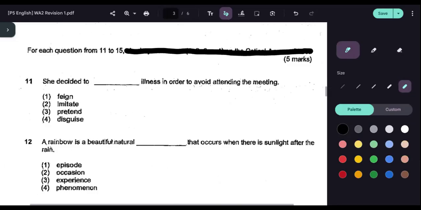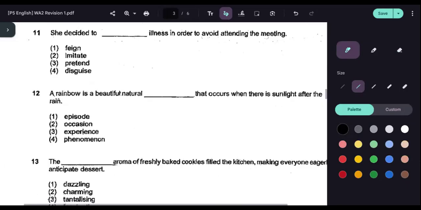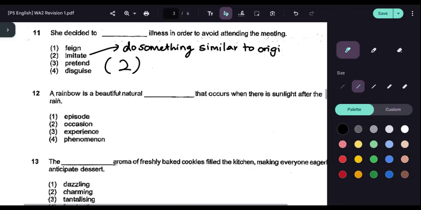Okay, let's start. Question 11. This is vocab already. She decided to blank illness in order to avoid attending the meeting. Okay, she decided to imitate illness. Okay, imitate means to do something that is similar to the original. Which means let's say, okay, I imitate this person's voice. Okay, this one will be imitate. Okay, that is an example of imitating.